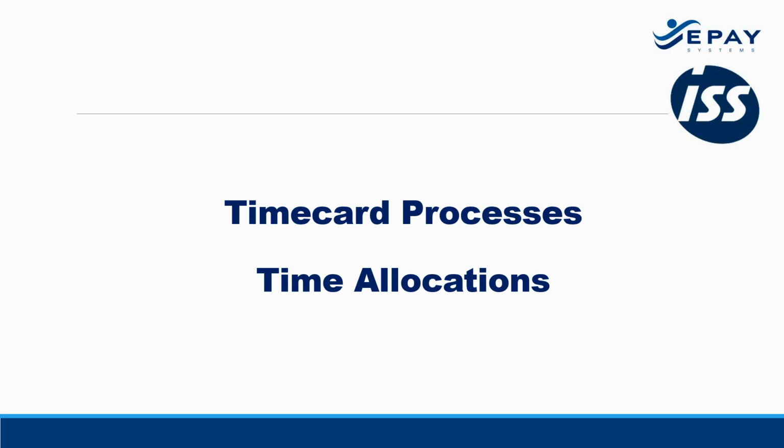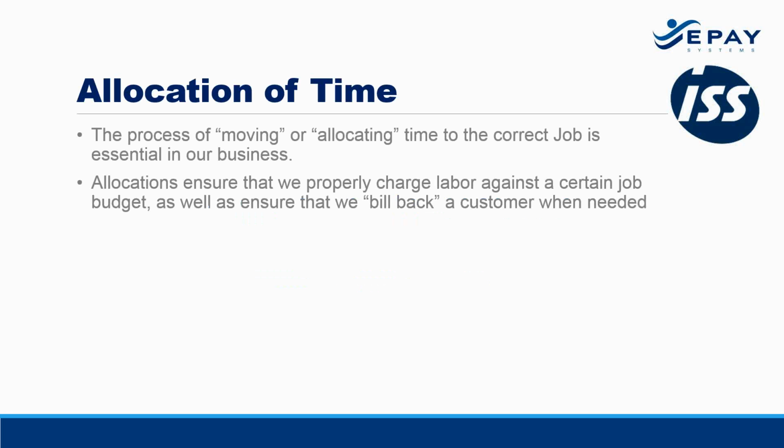The next piece of our time card processes is our time allocations. Time allocations are essentially taking a punch and redistributing that time, or simply moving that time to the appropriate job or jobs. Typically it's at the job level, but we can allocate time down to a variety of different levels: to a task, to a work order, or a specific rate type. So allocation of time is the process of moving time to the correct job, and it's an essential component of our business.